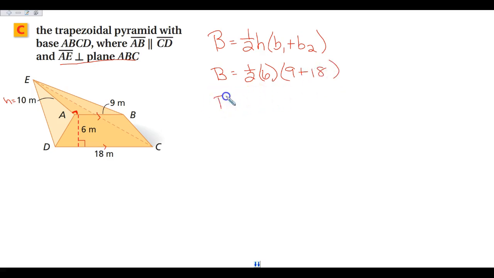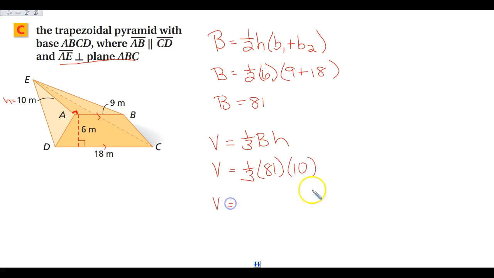Okay, so when I calculate this, I'm going to get that the area of my base is going to be 81. So now I can do volume is 1/3 area of the base times height. So volume is 1/3. We just found our area of the base was 81, times the height of my pyramid, which is 10. So when I calculate this, I'm going to get 270, and our unit is meters cubed.